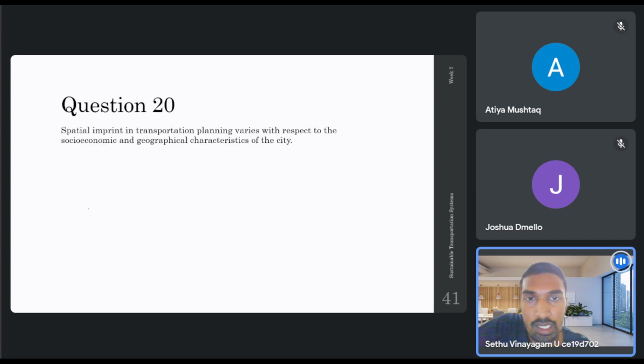Okay, question number 20: the spatial imprint in transportation planning varies with respect to the socio-economic and geographical characteristics of the city. So we have to say whether the statement is true or false.